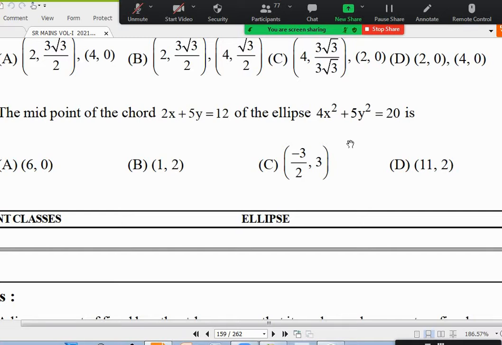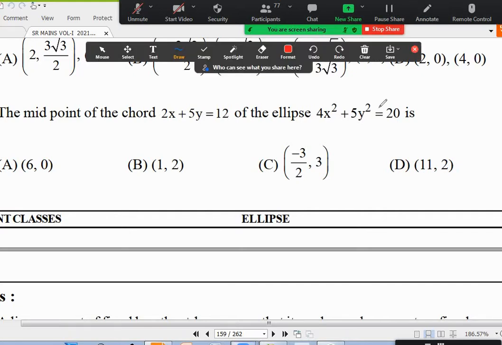assuming it is (x1, y1), finding S1 equal to S11 and comparing. It is not going to be that easy. I feel what you do is solve these two. Of course, you can do it from the options. Take each option, substitute it, see which will satisfy the chord first of all, and then take that and do S1 equal to S11.